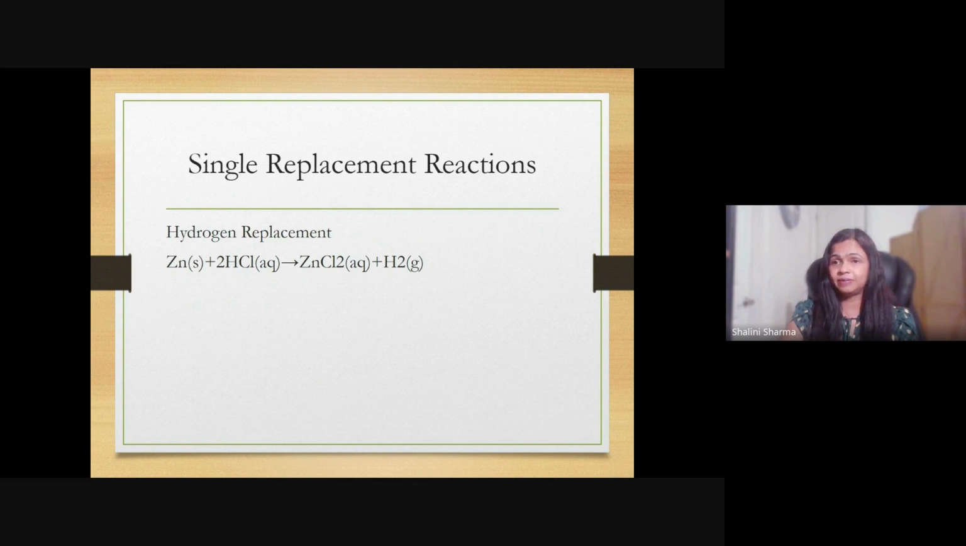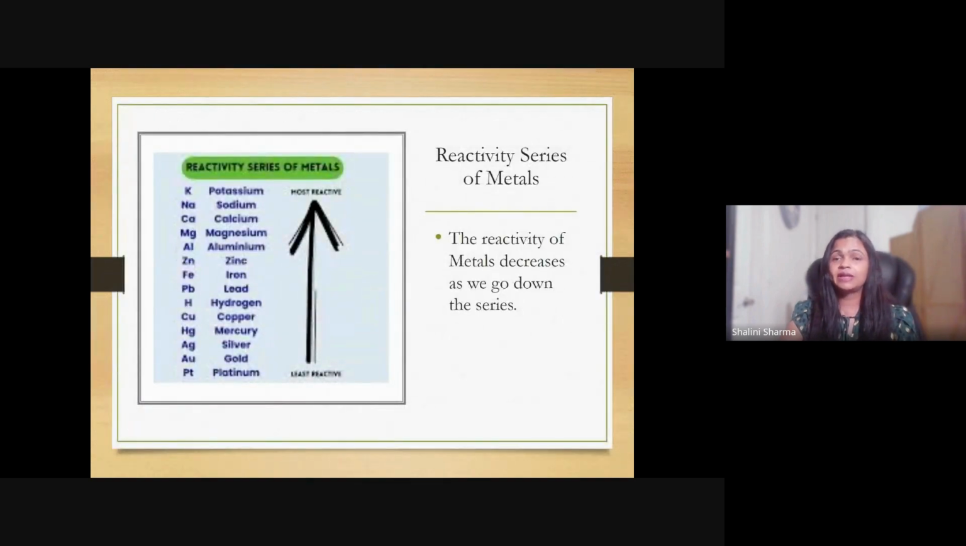To understand it better, we have to understand the activity series of metals first. Now, the activity series of metals, where these metals are arranged in the order of decreasing reactivity. The metals that are placed on the top of the series, they are more reactive than the ones present at the bottom. So potassium being more reactive than sodium, sodium being more reactive than calcium, magnesium is more reactive than aluminum, and so forth.